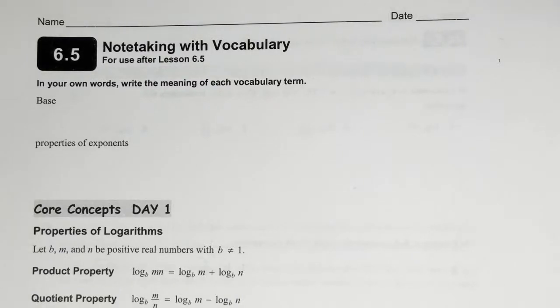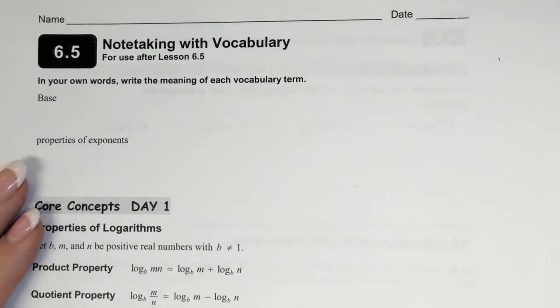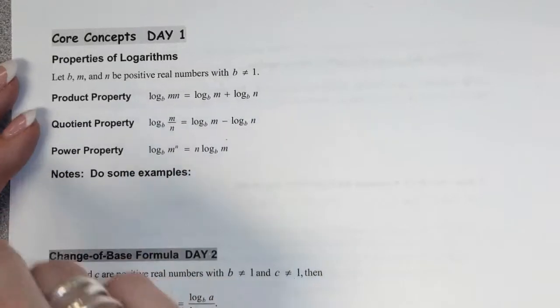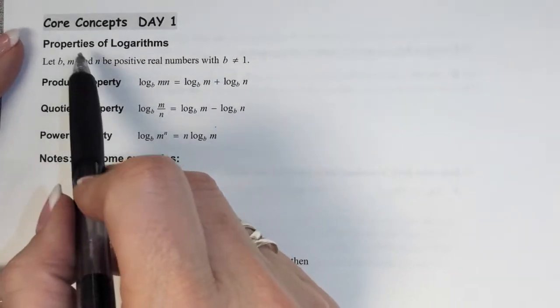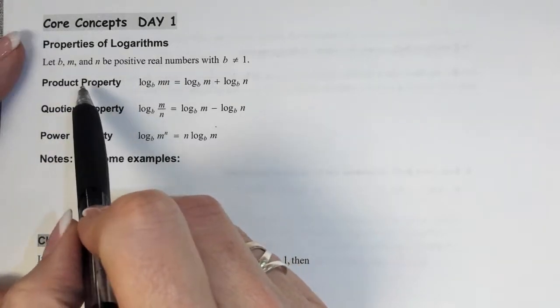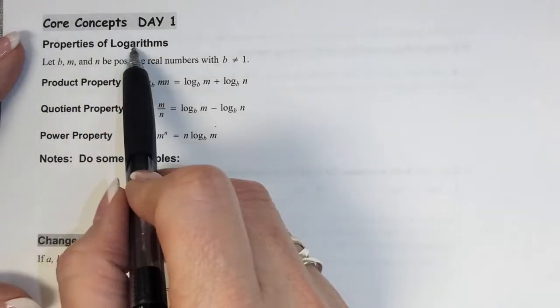Okay, so today we're looking at section 6.5. We're going to be talking about the properties for logarithms. It's on page 176 in your student journal, but we're just taking our notes on our Chromebook. So these notes will be slightly different from what's actually in your student journal. So the properties of logarithms.